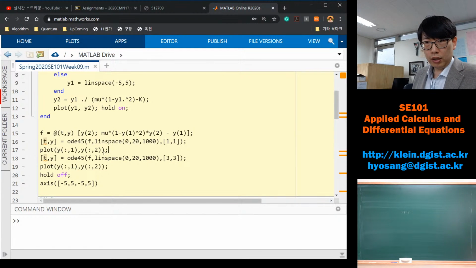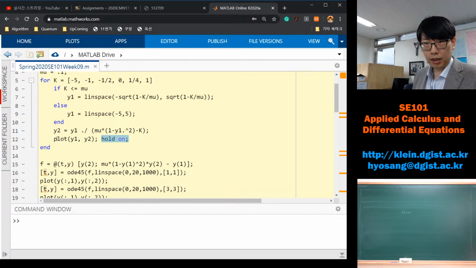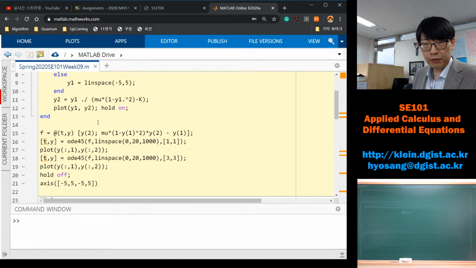I didn't put the hold on here because I already put the hold on in the previous plots. And then after I draw all the plots, I finish off by drawing the plots together, so hold off, and then I set my axis.